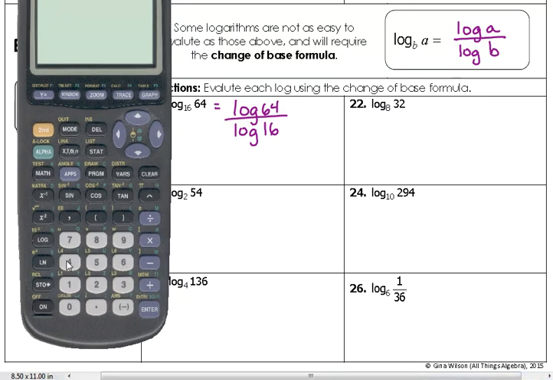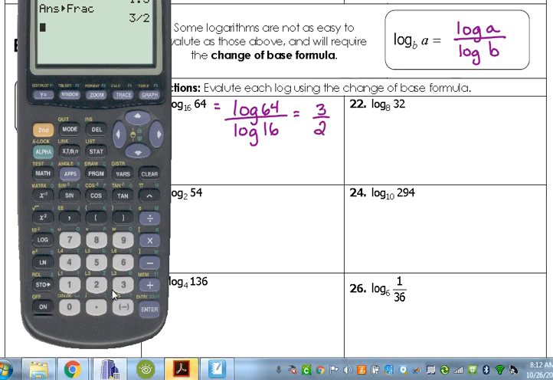Now, here's where most people mess up. You have to close the parentheses after the 64. When you press the log button, it automatically starts a set of parentheses, so you have to close the parentheses after the 64 before you put divided by the log of 16. I prefer fractions over decimals, so I'm going to write that as 3 over 2. So that says 16 raised to the 3 over 2 is equal to 64.